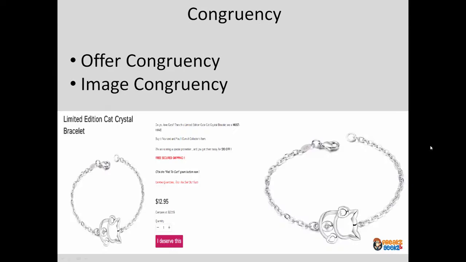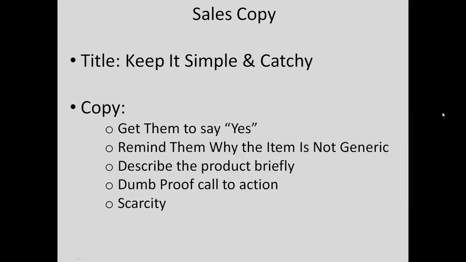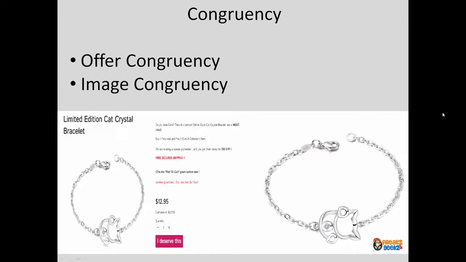In this case, this item is a stainless steel bracelet. So I will tell them this is made of premium stainless steel, and that's pretty much it. Then the dumb proof call to action is click here to buy it now, or click the add to cart button, or click the I deserve it now button. In this case, I have this as I deserve it now.